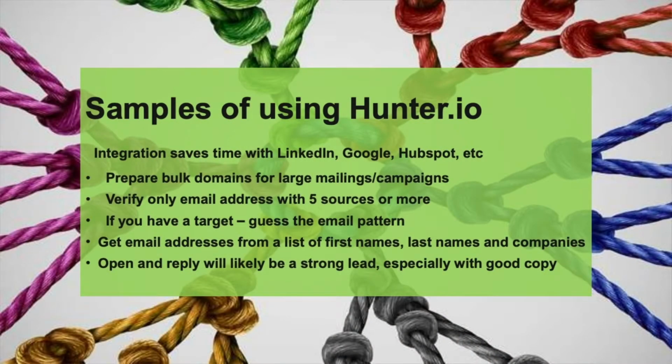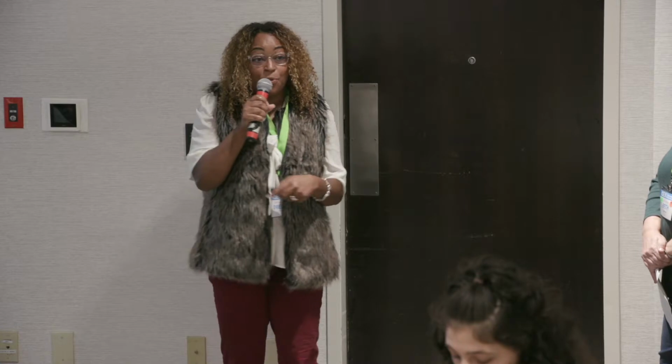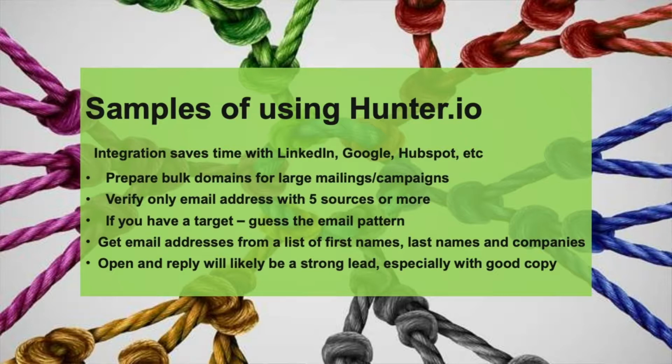If you have a target of a particular company domain, and you want to guess the email pattern, this is a great way to do it. So let's say you put in AARP or something like that, but you didn't get the decision maker of the particular person that you're looking for. You can obviously guess what that email pattern is going to be, B. Johnson at AARP. You can get email addresses from a list of first names, last names, and companies. So you can actually type in the name and also find the email addresses, because Hunter.io can grab from over 200,000 emails on the web.